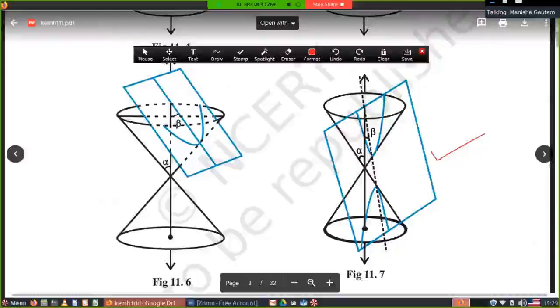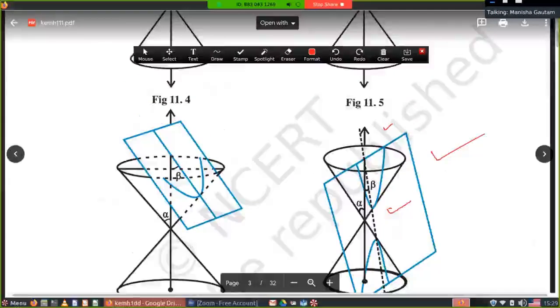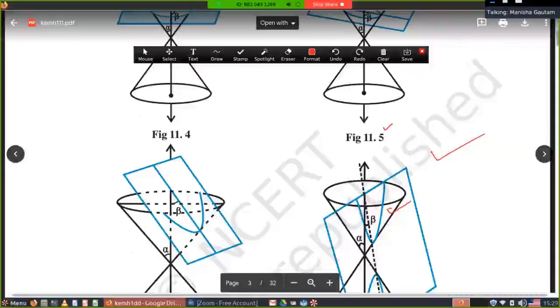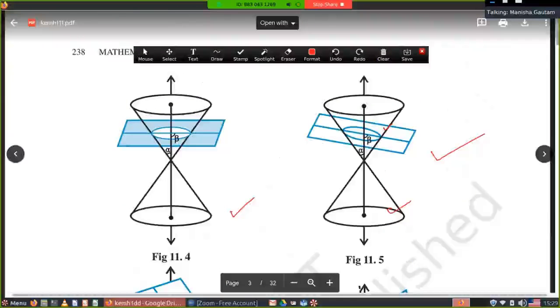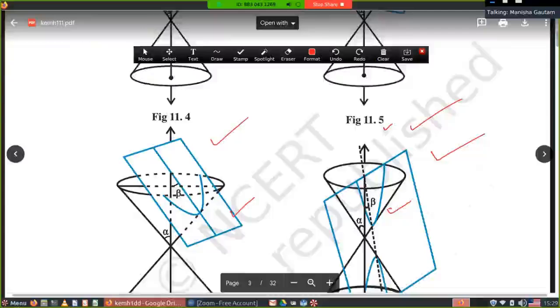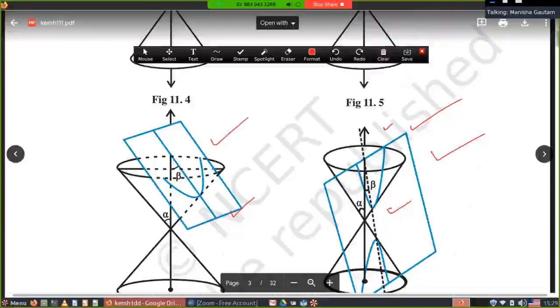Upper and lower, both cones were cut out. As you see here, in this one only the upper cone is intersected. In this also the upper cone, and in this also the upper cone. It means for the circle, ellipse and parabola, in these three cases only the upper cone is cut by the plane. But in the case of hyperbola, upper and lower both cones are cut out, and you will get upper and lower shapes both simultaneously.